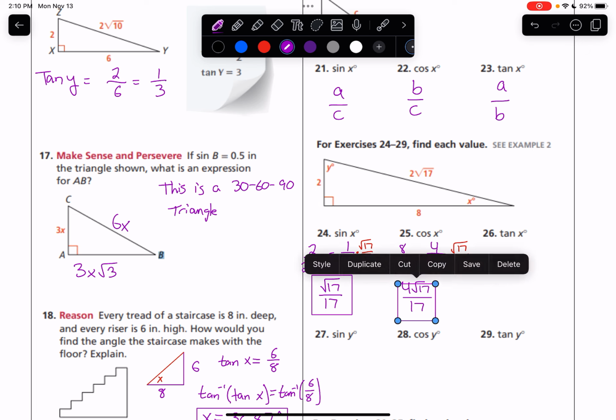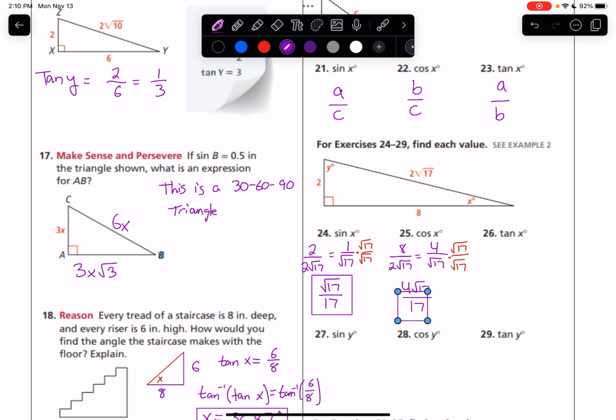Number 26, tangent of x. Tangent of x is going to be opposite over adjacent. So in this case, if we're standing on x, opposite is 2, adjacent is 8. 2 over 8 simplifies to 1/4.